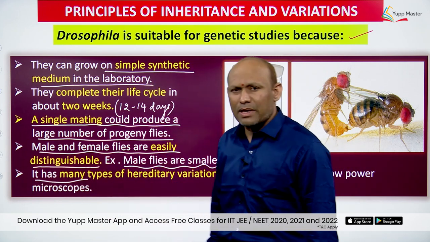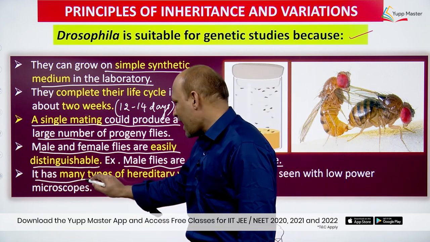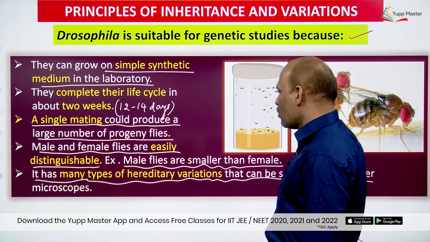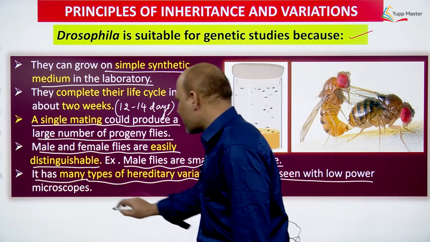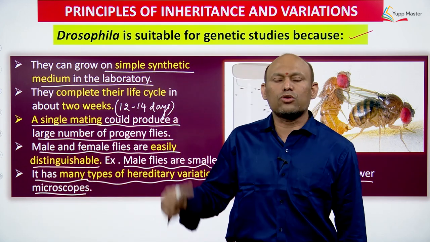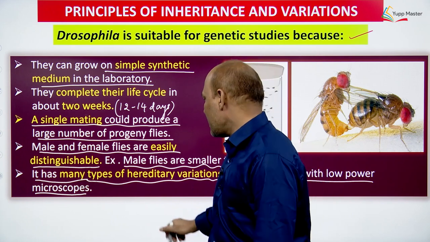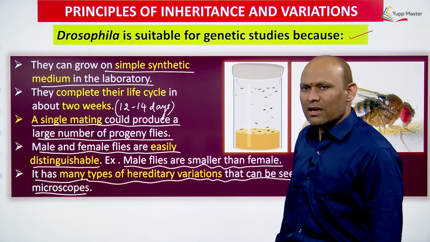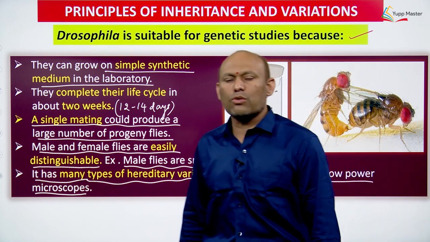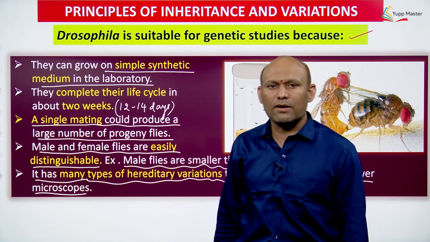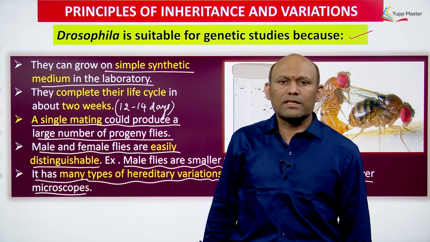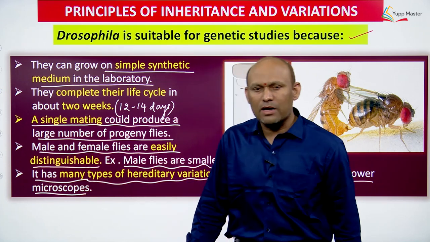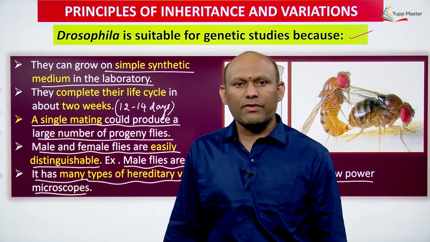See, all these reasons are mentioned in the NCERT textbook, dear students. It has many types of hereditary variations that can be seen with low power microscopes. This Drosophila melanogaster has so many hereditary variations, characteristics you can say, that can be easily seen under a low power microscope, dear students. Because of these reasons, T.H. Morgan selected Drosophila for his experiments, dear students. I hope you understood, it's a very important thing. With this, we have finished the experimental verification of the chromosomal theory of inheritance.